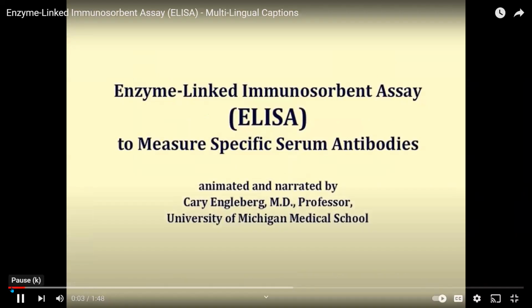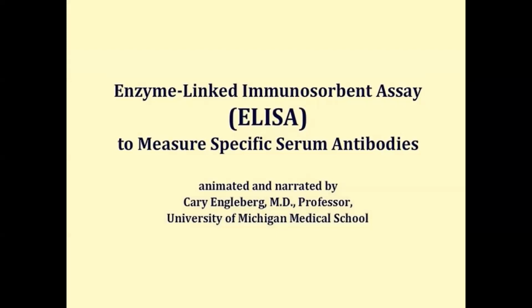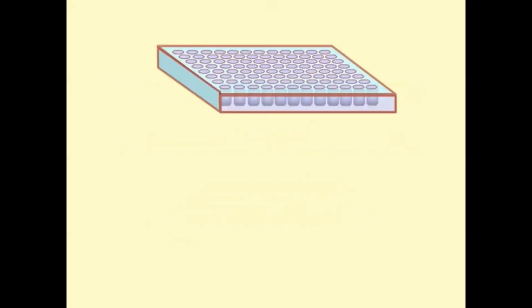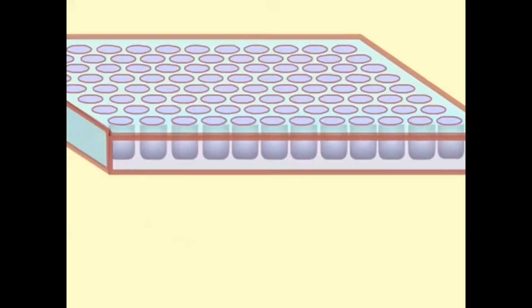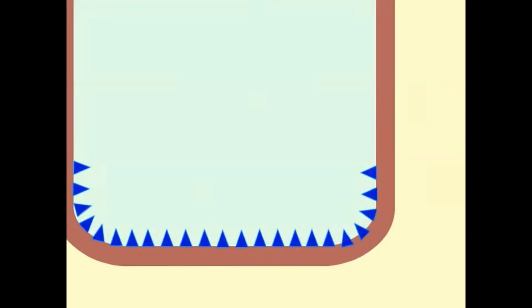Enzyme-linked immunosorbent assay, or ELISA, is a commonly used format for serologic testing. The purpose of this animation is to explain how this test works. ELISA serologies are usually done in multi-well microtiter plates so that dilutions of serum can be easily prepared and tested. To better understand how this assay is done, let's take a closer look at what happens in one of the wells of this assay plate.